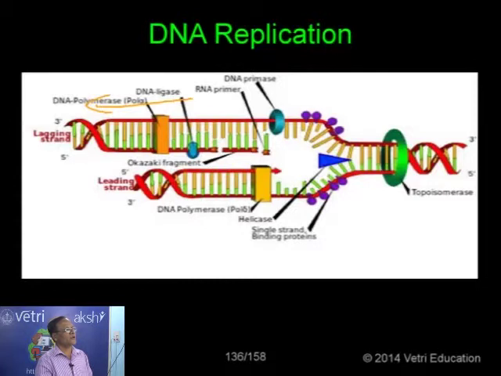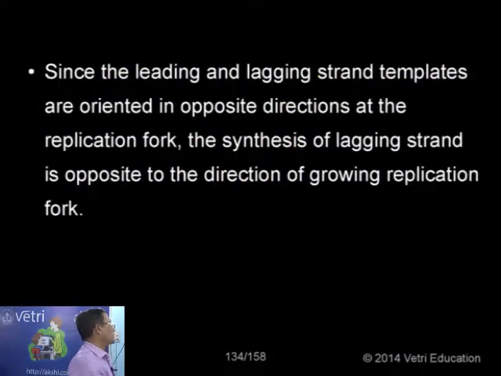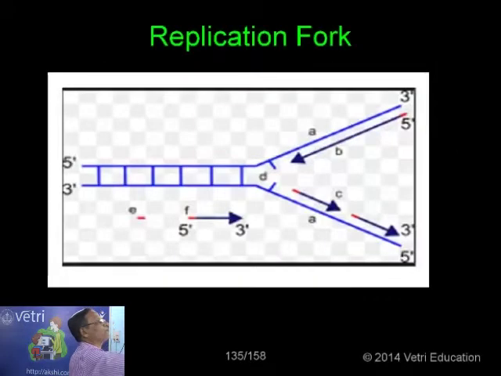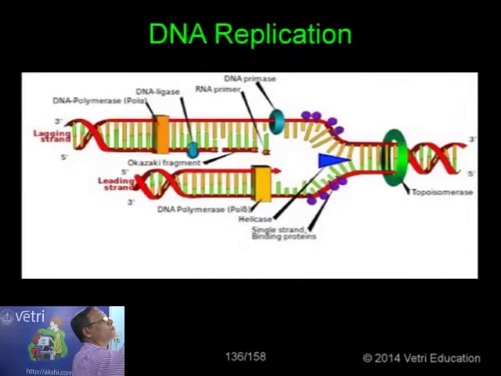There are certain factors, the binding proteins and the clamp protein, that take part in maintaining certain structures during the replication process. So we'll go back to that. I mentioned already that the leading and lagging templates are oriented in opposite directions at the replication fork. So the synthesis of the lagging strand always occurs opposite to the direction of synthesis of the leading strand. We'll come back to the picture.